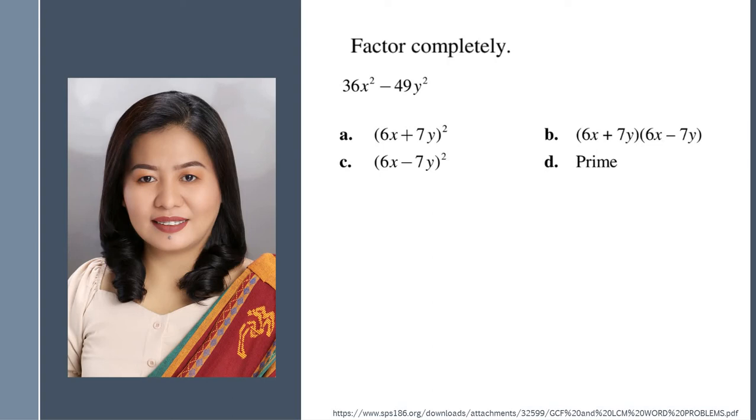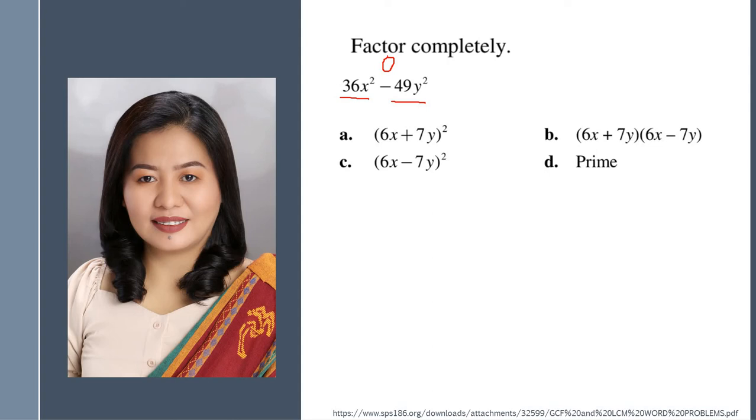Okay, so we have here two terms, and 36 is a perfect square, and 49 is a perfect square, and x squared and y squared are both perfect square terms. So what we will be doing is just to factor the first and the last. We're sure that we start with 6x and the last will be 7y. But our middle term here is actually 0.